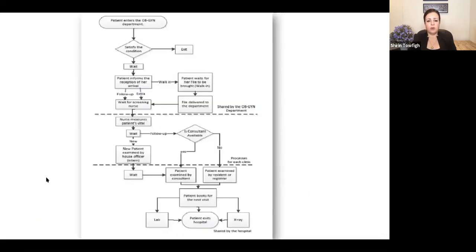Here's a sample patient flow analysis. The patient walks in.